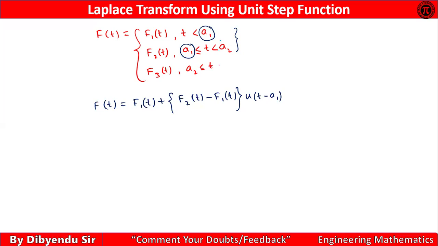Similarly, in the second case here the point is a2, yes or no? In this case t is less than a2, in this case t is greater than or equal to a2, so similarly plus you can write f3(t) minus f2(t) into u(t minus a2). This is the linear form of the function f of t.